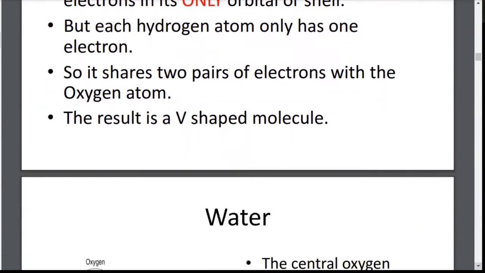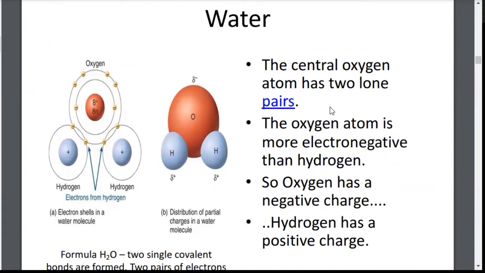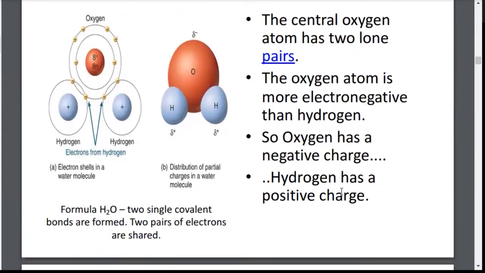Okay, so carrying on with water. Here we are. Now, another word I don't want you to worry about too much is called a lone pair. Here is the formula for water and a picture of water. It's made with two single covalent bonds, and what that means is that two pairs of electrons are shared. You have one electron from each hydrogen atom here, and it also has one electron from the oxygen atom here. So the atoms share these two pairs of electrons. And what happens is you get a molecule of water.